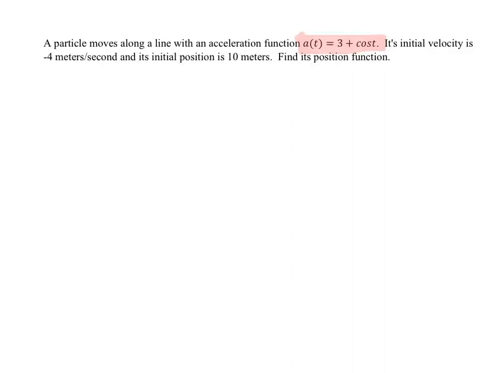So it tells us here that the initial velocity is negative 4 meters per second. What that means is at time 0, the velocity is negative 4. In other words, v of 0 is equal to negative 4 meters per second. I like to go ahead and write this out mathematically as v of 0.